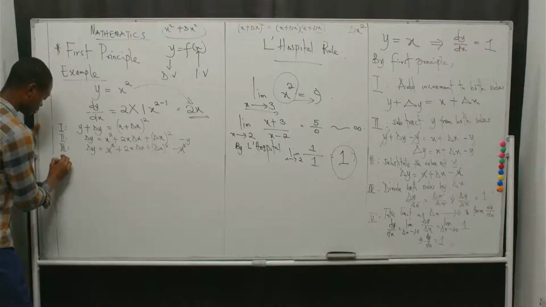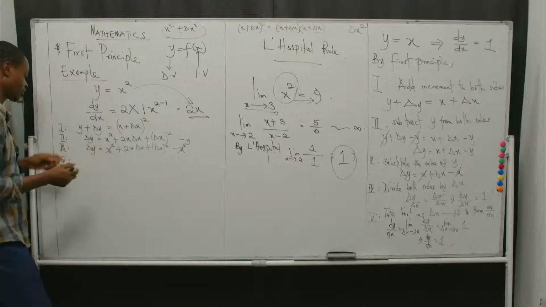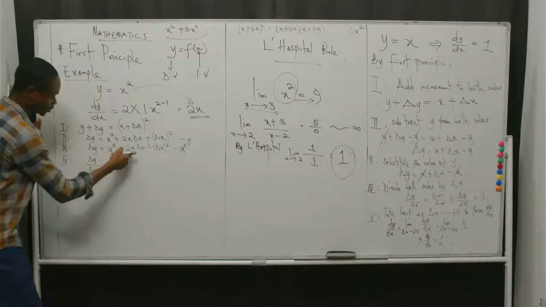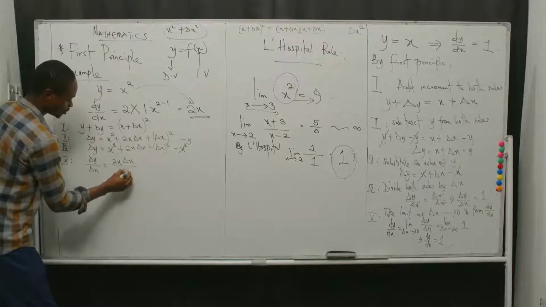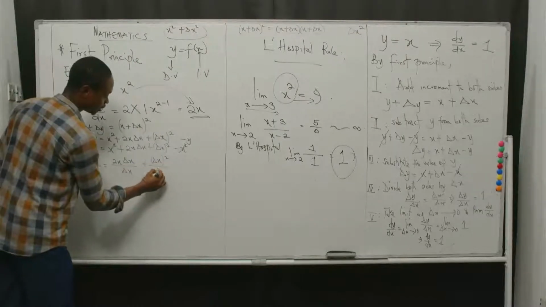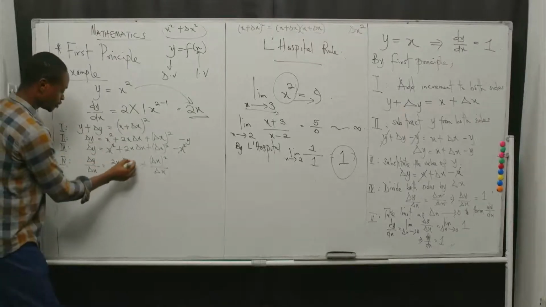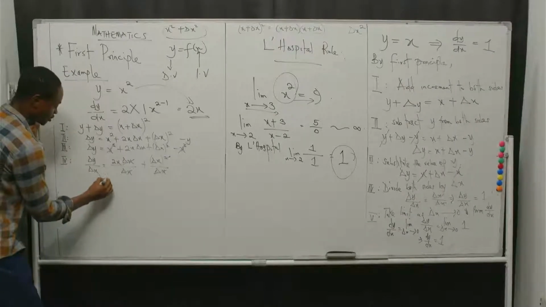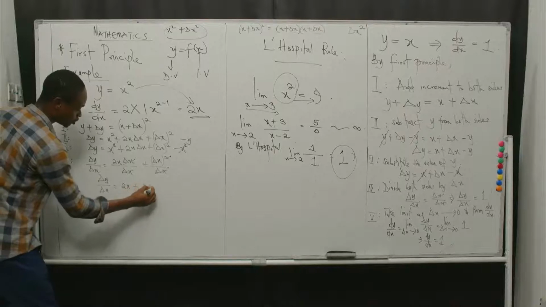And then we go to the fourth step, which says we divide both sides by delta x. So delta y divided by delta x gives us 2x delta x divided by delta x plus delta x all squared divided by delta x, right? Now, this will cancel, and this one will cancel one of it. So you'll be left with delta y divided by delta x equals 2x plus delta x.